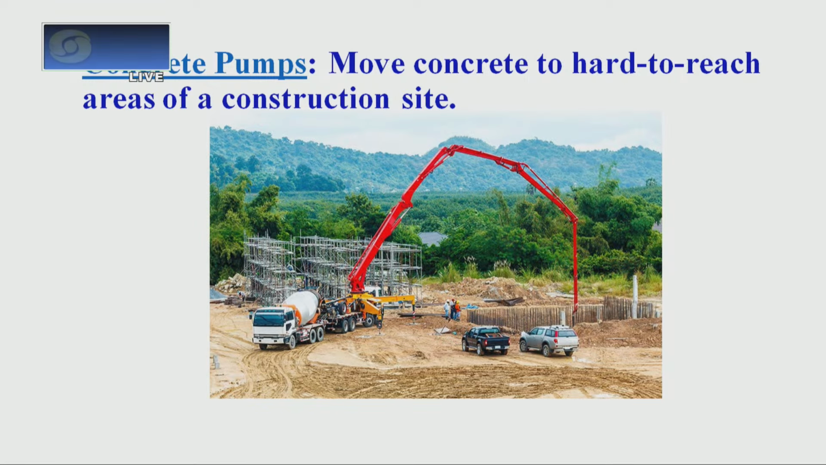Then another type of machinery which is used at the construction site is concrete pumps. There are certain situations where concrete has to be placed in a place which is not easily accessible. It may be at a higher place, or it may be deep inside the earth. For that purpose, to pour concrete, we use concrete pumps.